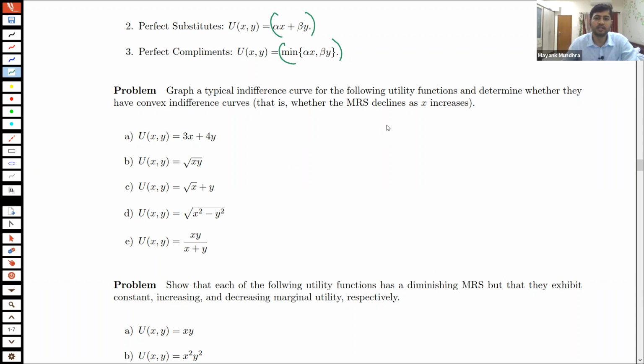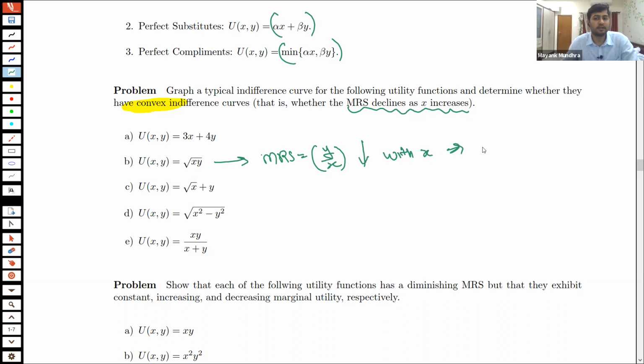The important thing is to get the function MRS and to see if it is convex. Now, how do we find if MRS is convex or if indifference curves are convex or not? The way to check it is that MRS declines as x increases. So for this function, I have already found out MRS to be equal to y by x. So as x increases, y by x will reduce.